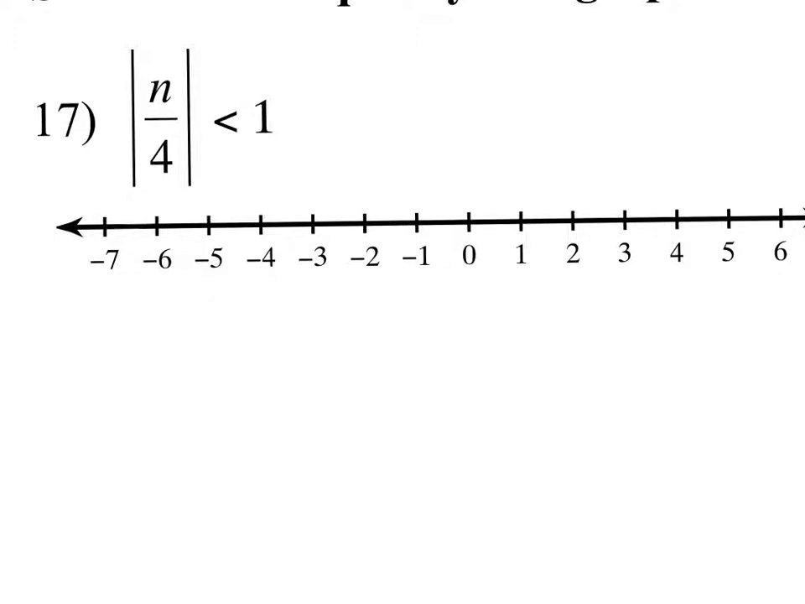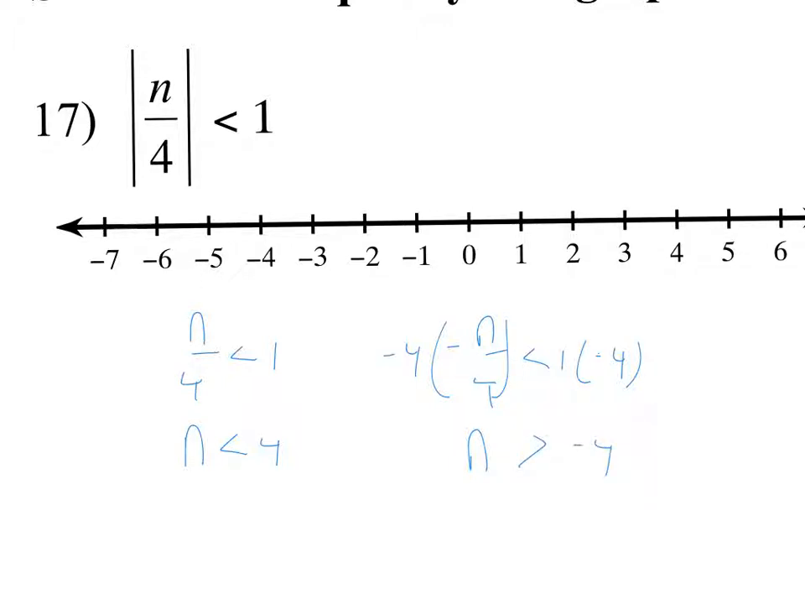We have an absolute value inequality. This one's set up so all we have to do is basically make our two equations and go from there. So we get n over 4 is less than 1, and negative n over 4 is less than 1. If I multiply both sides by 4, we get n is less than 4. Here I'm going to multiply both sides by negative 4 to get rid of the negative in the same step. And when I do that, I get n is greater than negative 4.